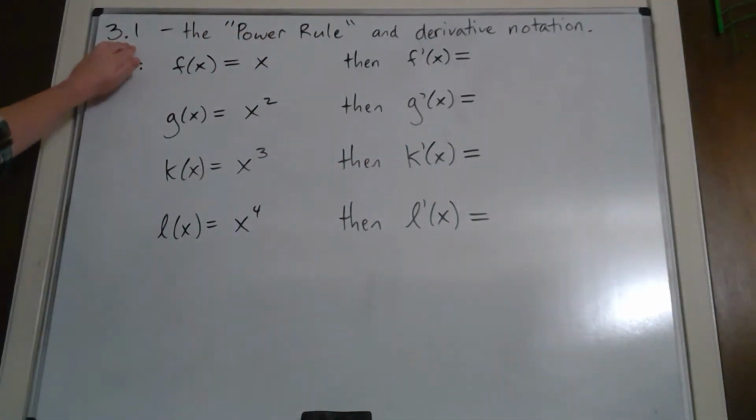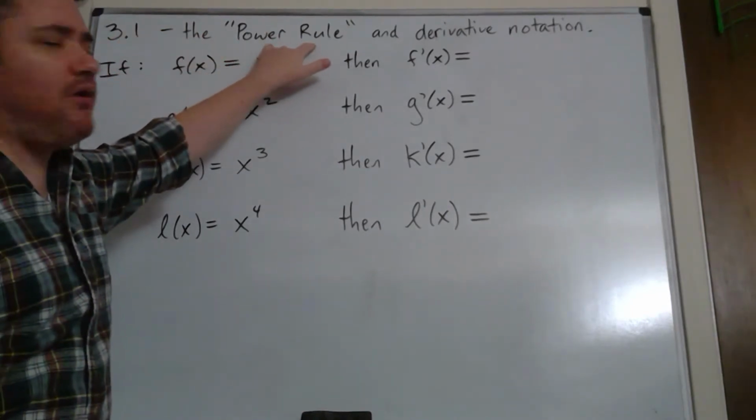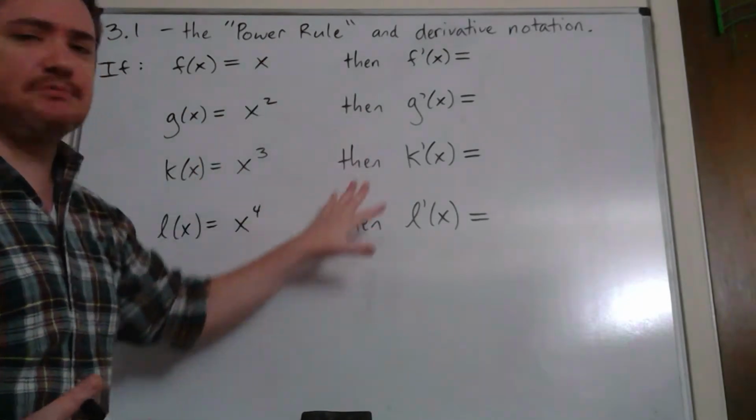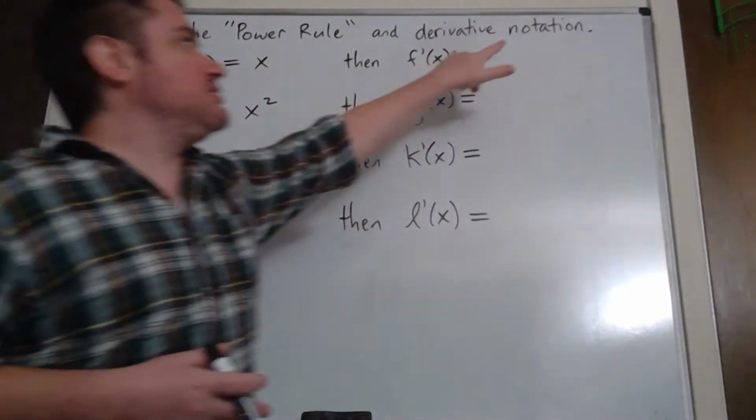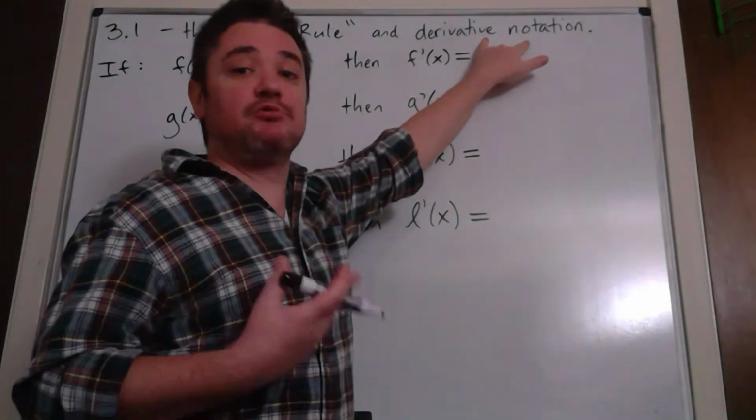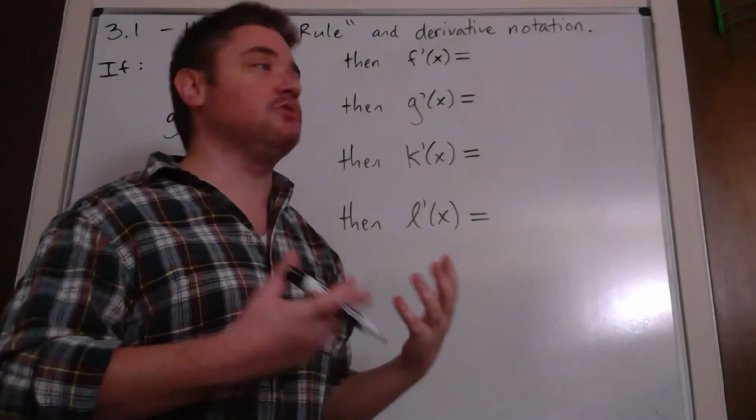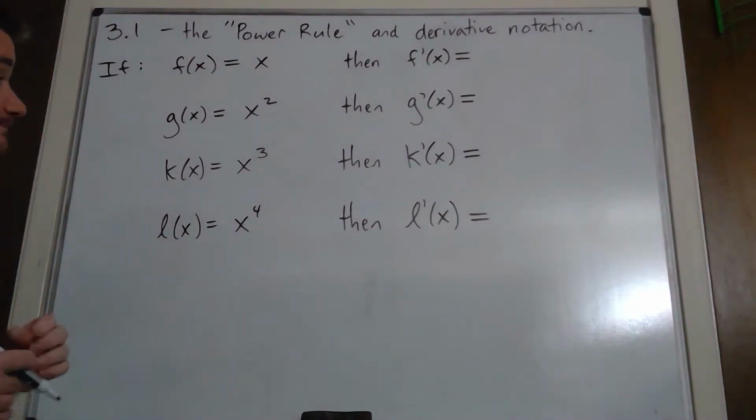Okay, folks, this will be the first video from section 3.1, and specifically what I want to cover in this first video is what we call the power rule. So we're going to compile some results that we've already seen together, formalize that into what we call the power rule, and then I also just want to discuss the two different types of derivative notation, because sometimes the different notations can be a bit confusing to look at.